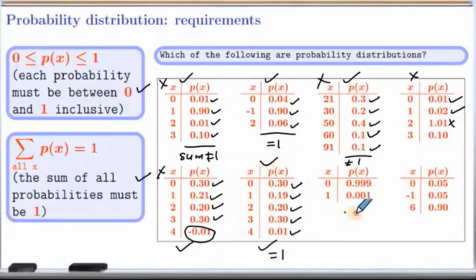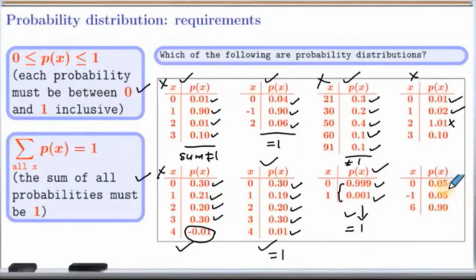And this one here, this probability is between 0 and 1, and this probability is between 0 and 1. And also when we add these two probabilities, its sum is equal to 1. So this is a probability distribution.